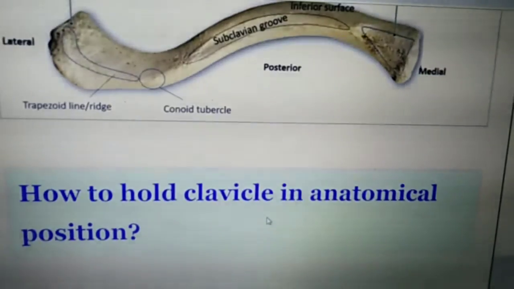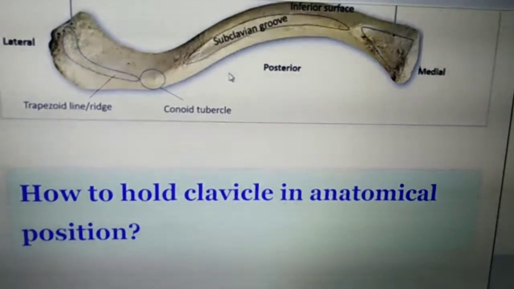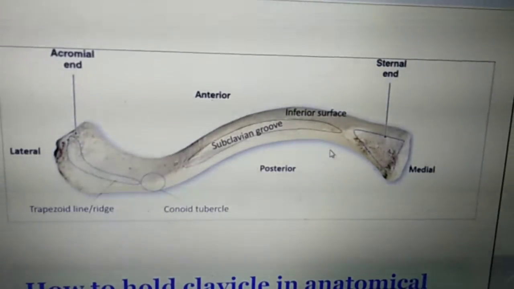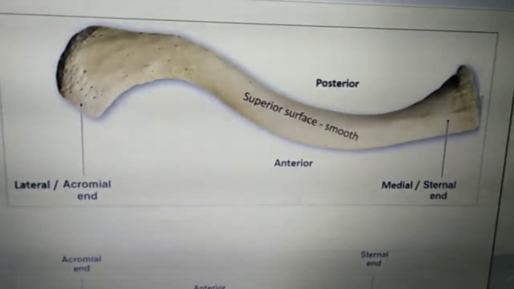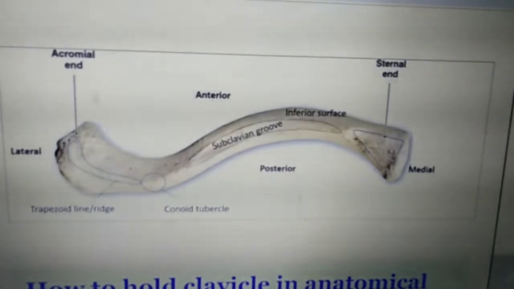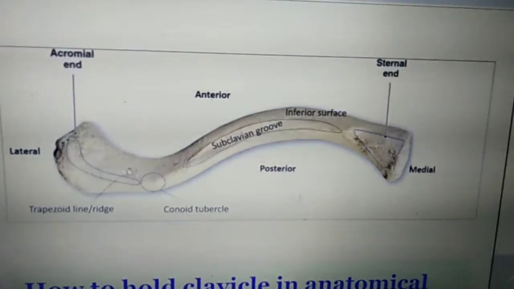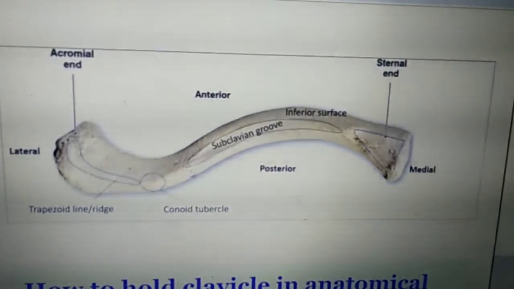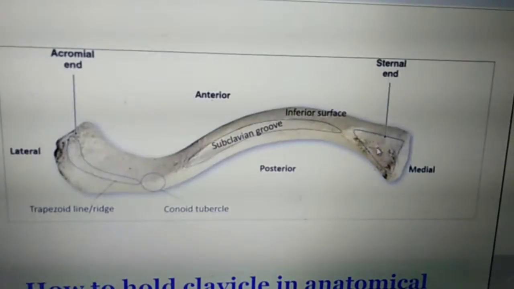So this is the posterior surface, having the only groove that is present posteriorly, that is the subclavian groove. So we will see the bony parts that are present there. So this is the acromion end, as I said before, and this is the trapezoid line or ridge, and this is the conoid tubercle that is present in the inferior surface, and this is the sternal end, as I said before, and this is the subclavian groove. It is named subclavian groove because the subclavius muscle is getting attached there.